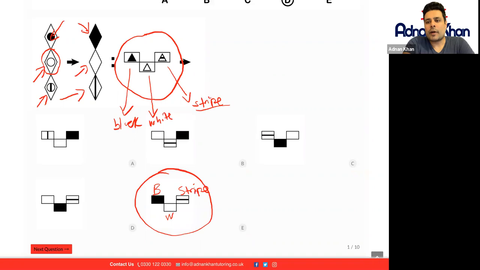So that's the tip. Remember, you're looking with the third figure to try and find the fourth figure. So have a good try with this, good luck, and I will see you soon.